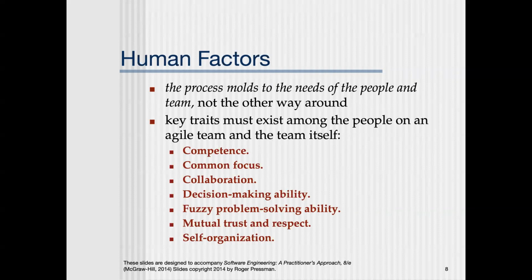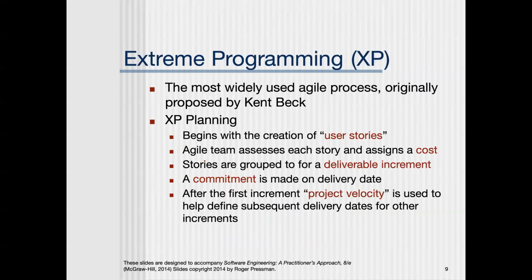So there are some key traits we have to have with Agile teams. Since Agile teams are self-directed, it requires more abilities on the team members. So we have competence, a common focus, collaboration, decision-making ability, fuzzy problem-solving ability, which means they can look at problems not just in black and white, but find complex solutions, mutual trust and respect, and self-organization. So you can see there are clearly lots of people in this world who do not have these skills, and that can be a difficult thing to go with.